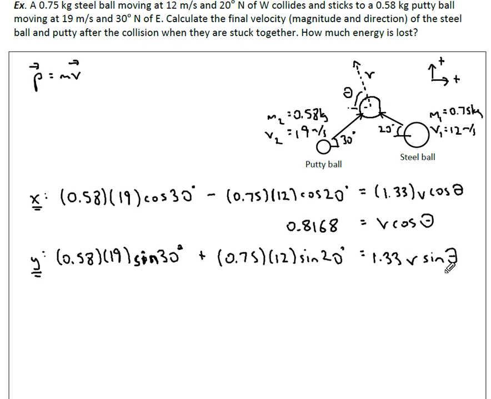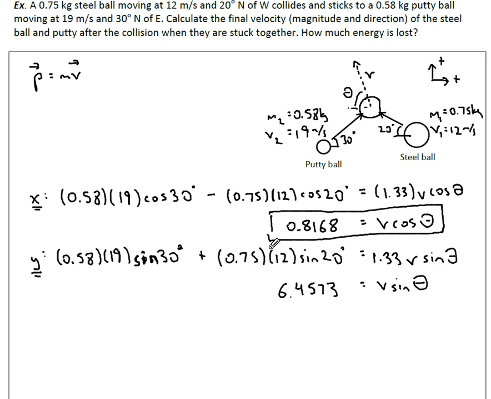And we plug all this in. This comes out to be a number. That number is 6.4573 V sine theta. Now what we are doing is just a little bit of substitution of these two equations. So equation 1 and equation 2.